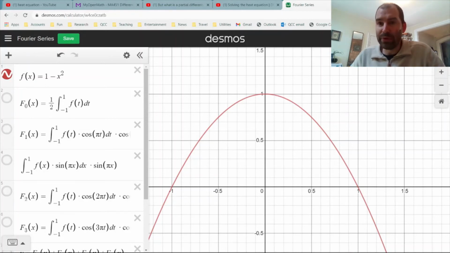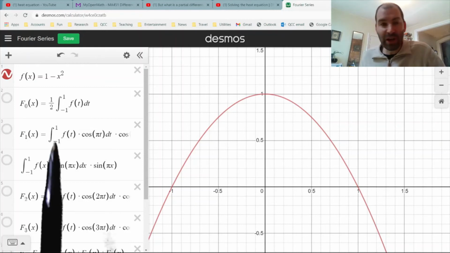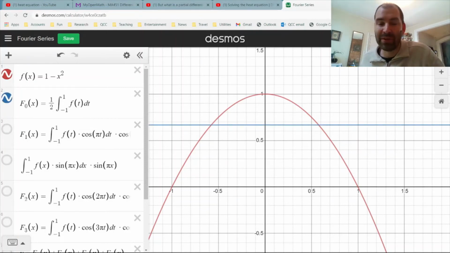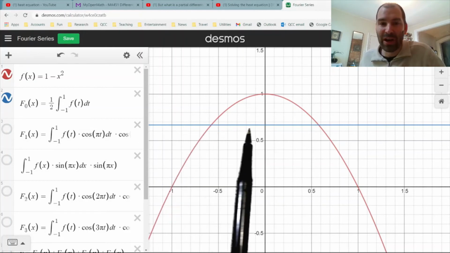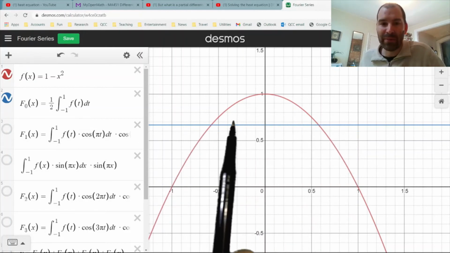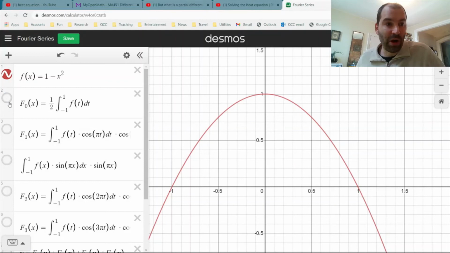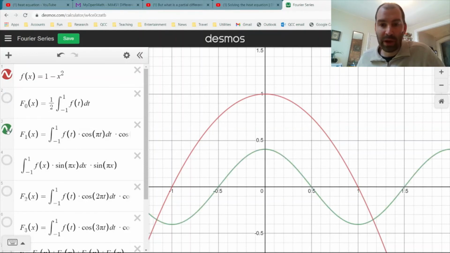So let's compute that 0th Fourier term. The projection of this function onto the 0th eigenfunction, which was just 1. I had Desmos compute that. So you do that and you get this. And like we said, it's just the average value of the function, so this is just the average of our function on the interval -1 to 1. Okay, now what happens if I project it onto the first eigenfunction? That was the first cosine that we saw. Well, I get something that looks like this.